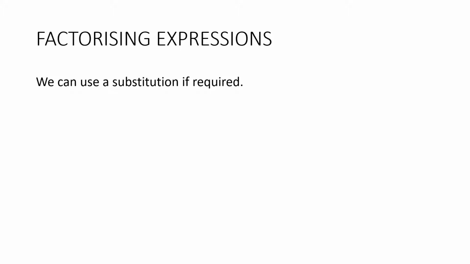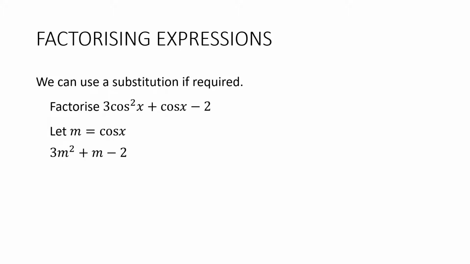We can use a substitution if required. So suppose we've got to factorise 3 cos squared x plus cos x minus 2. I'm going to let m equal cos x. Now let's rewrite that. It's going to be 3m squared plus m minus 2. I want to factorise into the two brackets. You can use the cross method or the Sydney-Hubbard bridge method or the magic method or whatever else you do. Doesn't matter. I'm just going to factorise it straight into the brackets.